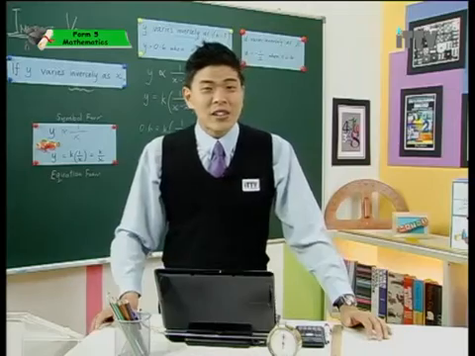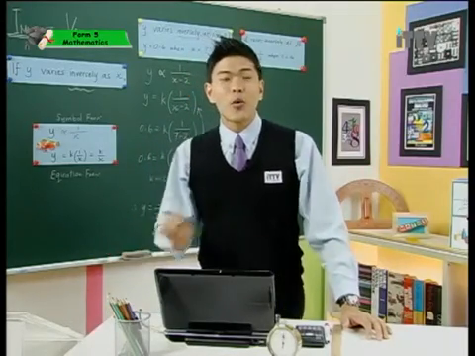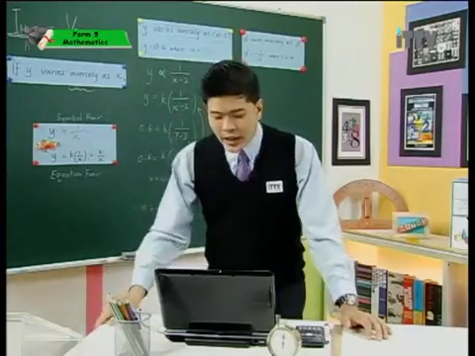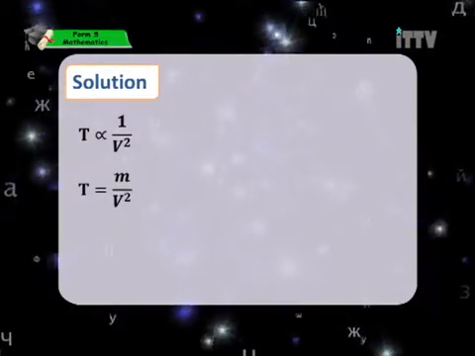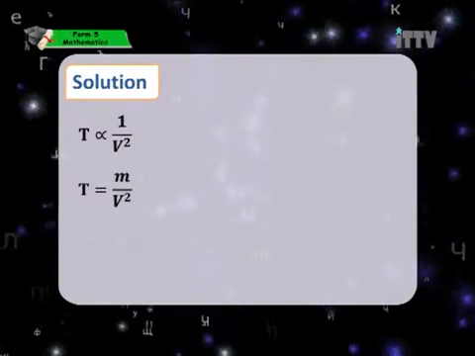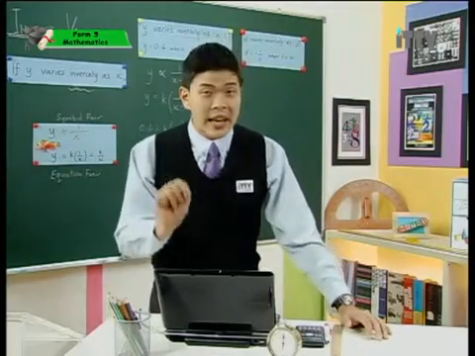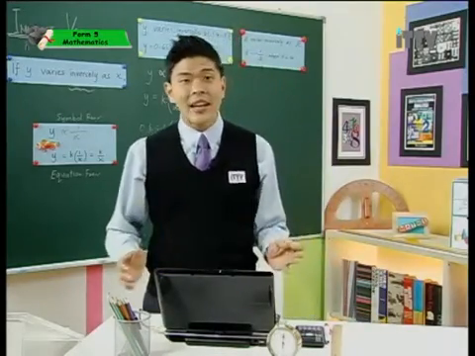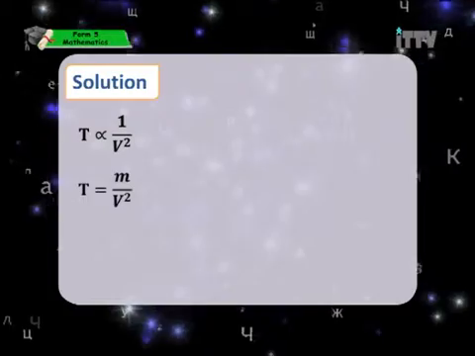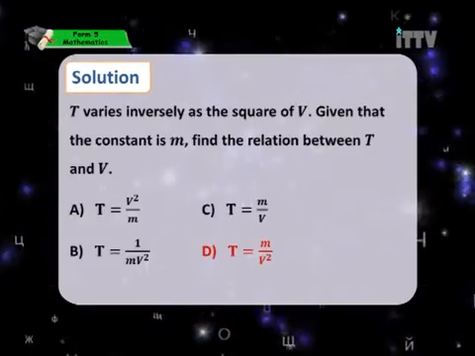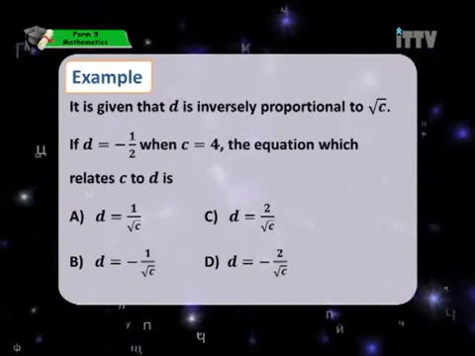Alright, what are the two quantities? T and v square. And what kind of variation? Inverse variation. So remember, step 1, always write it in symbol form. T varies as 1 over v square. Change it to equation form, and the constant is not k here because they told you specifically we are representing it with another letter m. So t equals m over v square. Your answer is D.